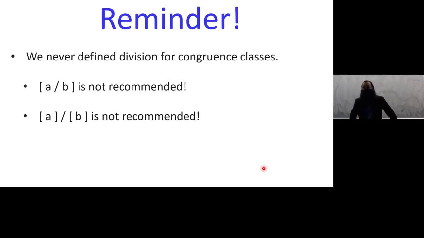Now, a reminder. I defined addition for congruence classes. I defined multiplication for congruence classes. But I didn't define division for congruence classes. And I'm recommending not to write something like A over B in square brackets, or square brackets A over square brackets B. We don't want to divide congruence classes or the things inside the congruence classes and write it down. It's dangerous. Let's not do that.